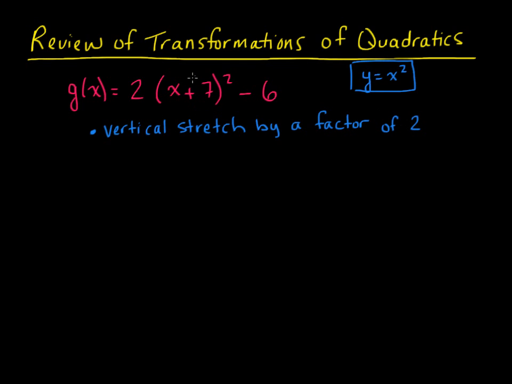The 7 here, now written in vertex form in brackets, would be x minus negative 7, because it's always x minus in that form. And so the h value here for the x coordinate of the vertex would be negative 7, which indicates a shift to the left 7 units. And this negative 6 here indicates that we're going to shift down 6 units.